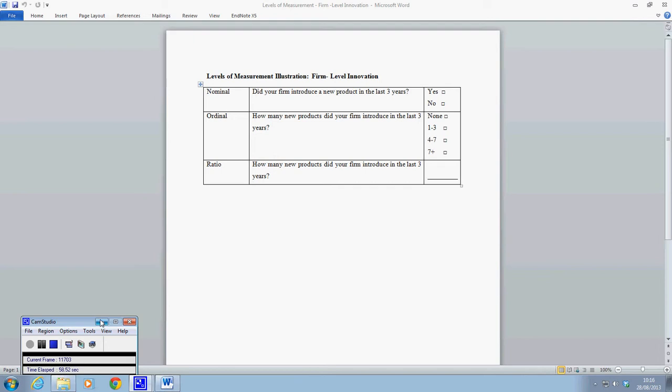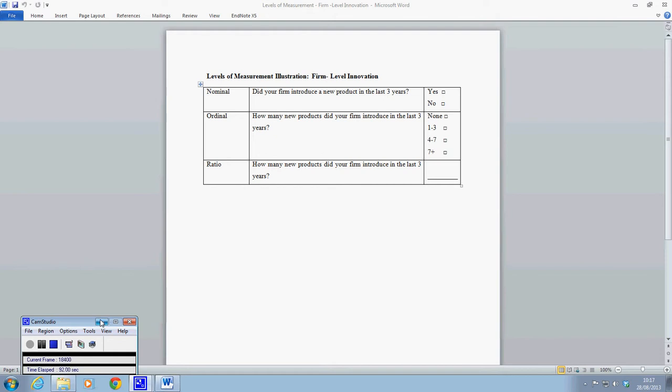The second question, how many new products did your firm introduce in the last 3 years? And the answer categories here are none, 1 to 3, 4 to 7, and 7 plus. Okay, these answer categories, as you can see, are ordered. So if somebody says that they have introduced 4 to 7 new products in the last 3 years, we know that they've introduced more products than somebody who has ticked the box for 1 to 3. Okay, so this is an ordinal variable.